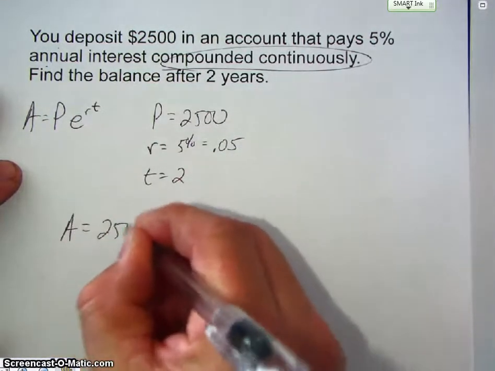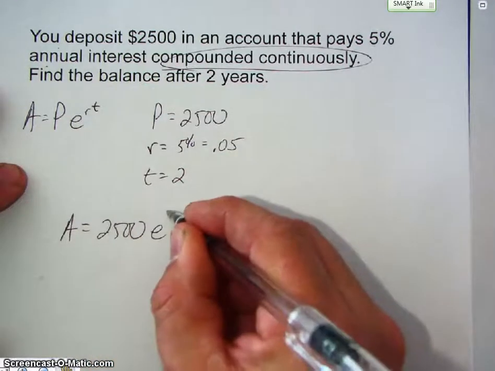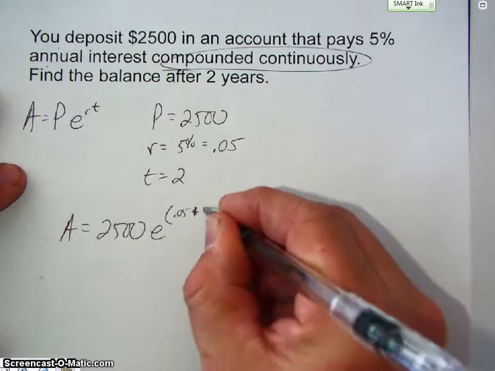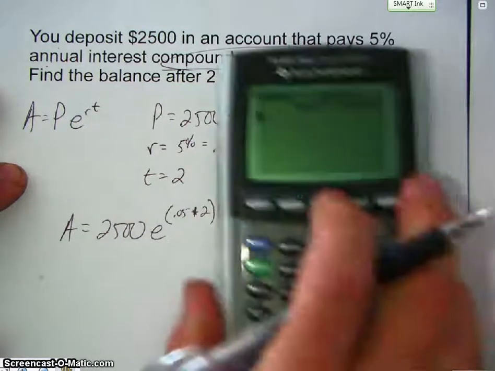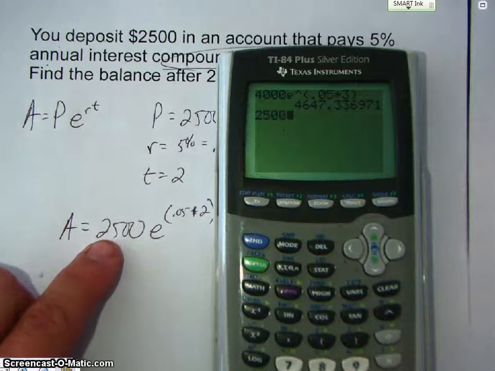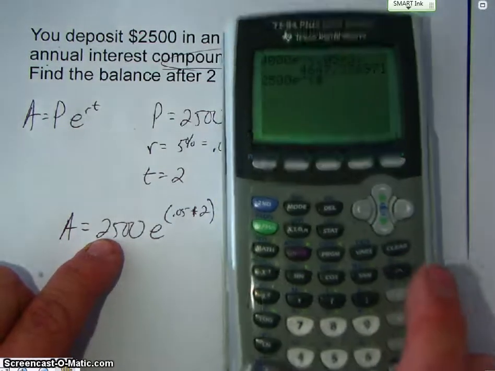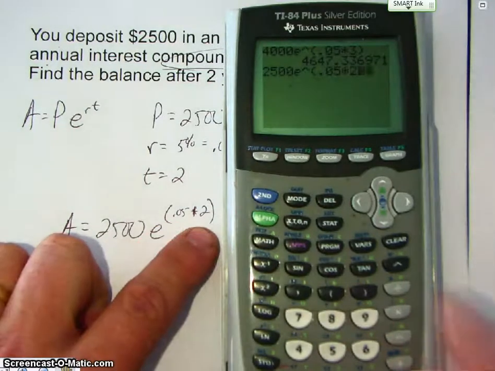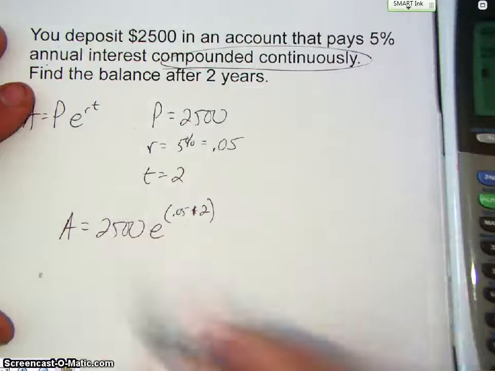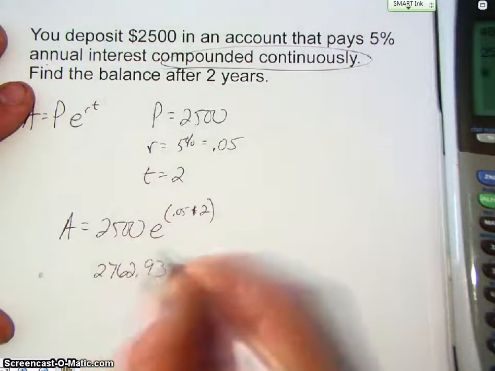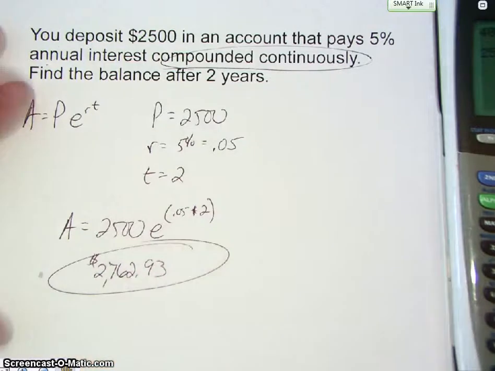So 2,500, e, and in the parentheses, I'll do 0.05 times 2. Then on my calculator, 2,500. Second, natural log, it's e^x right here. In parentheses, I'll put 0.05 times 2, close the parentheses off, and the calculator will give you 2,762.93. So that's how much money you get.